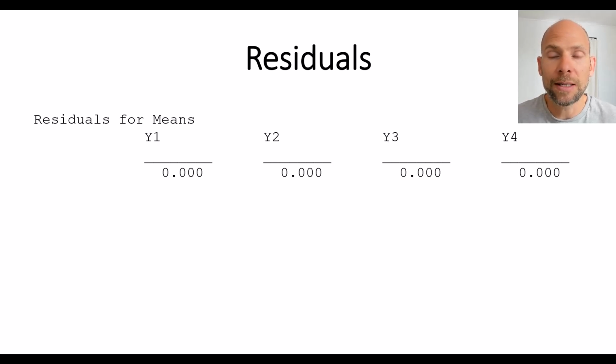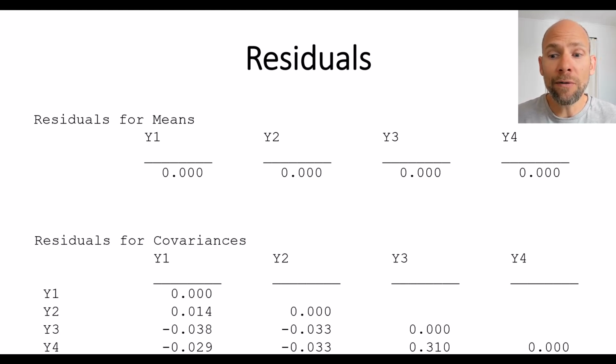So here you can see the residuals for means, and the residuals are simply calculated as the difference between observed and model estimated. And here you can see they're all 0, indicating that the means are perfectly reproduced by the single factor model. So all of the observed means are perfectly explained or reproduced by our model, meaning there's no model misfit there. So the mean structure is adequately fit by this model.